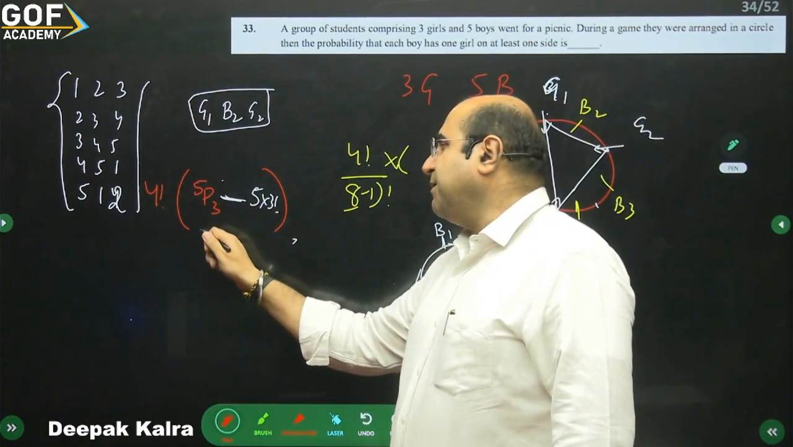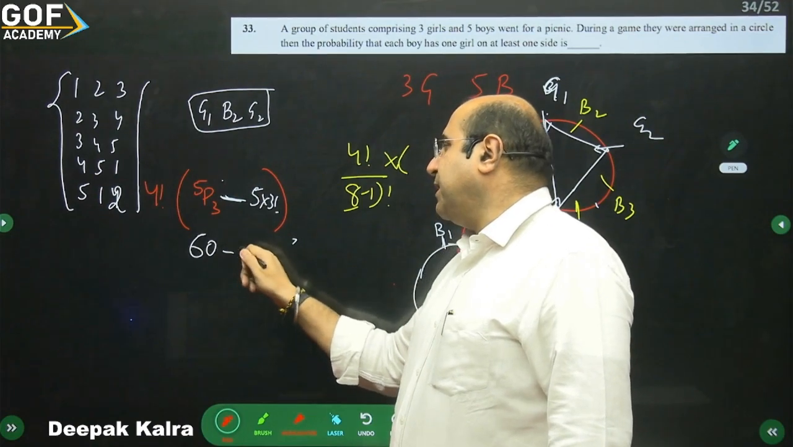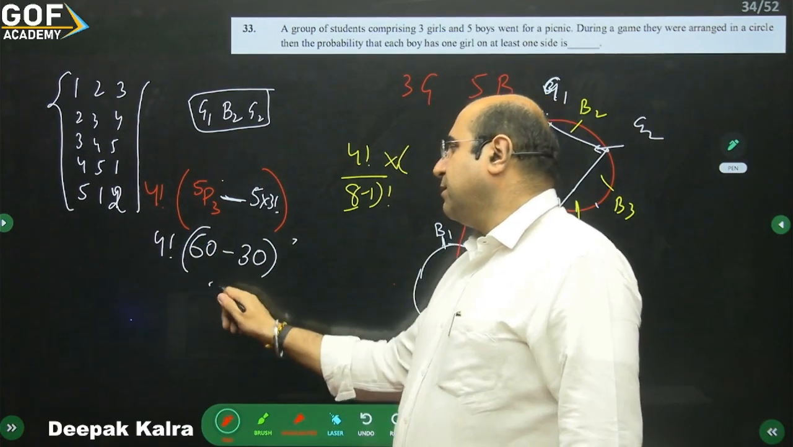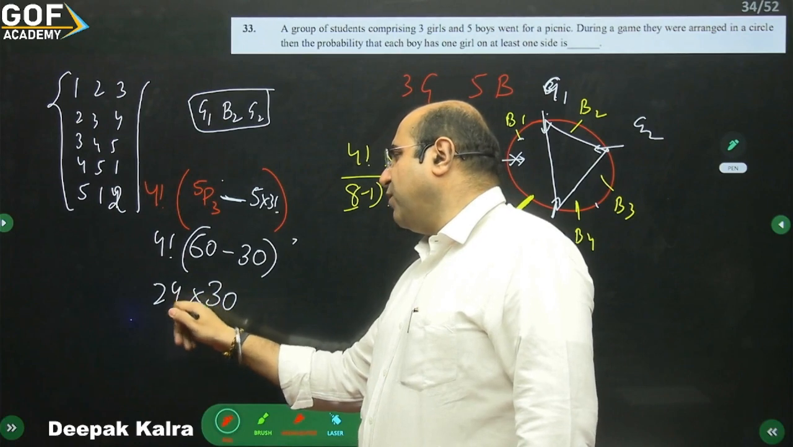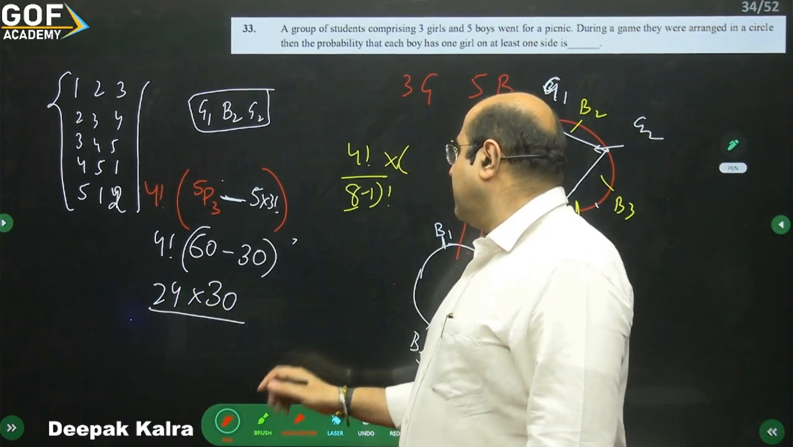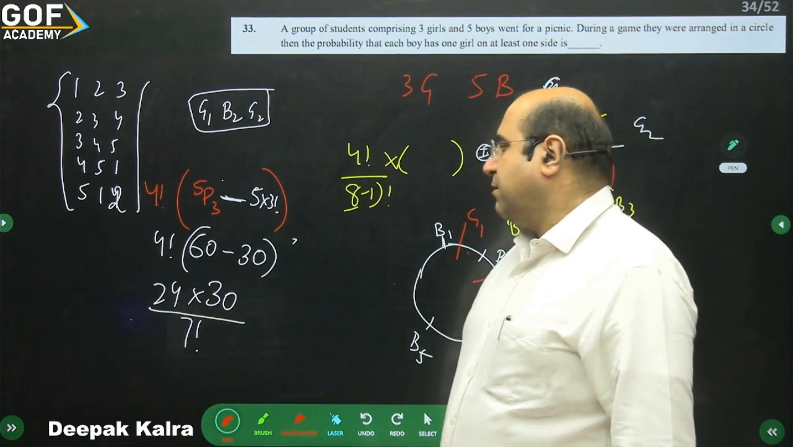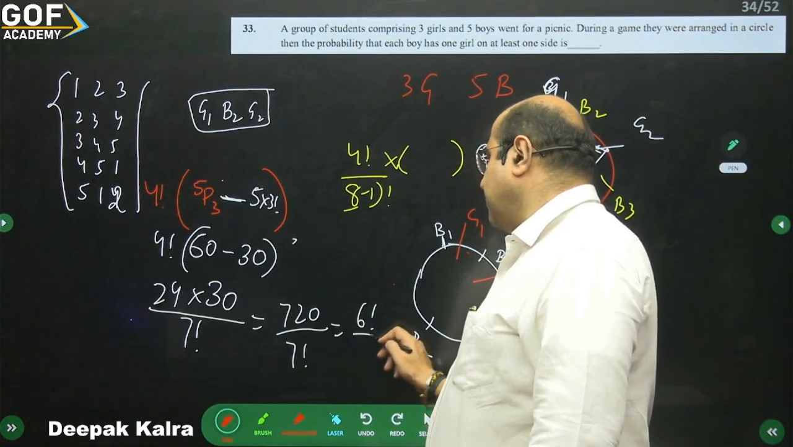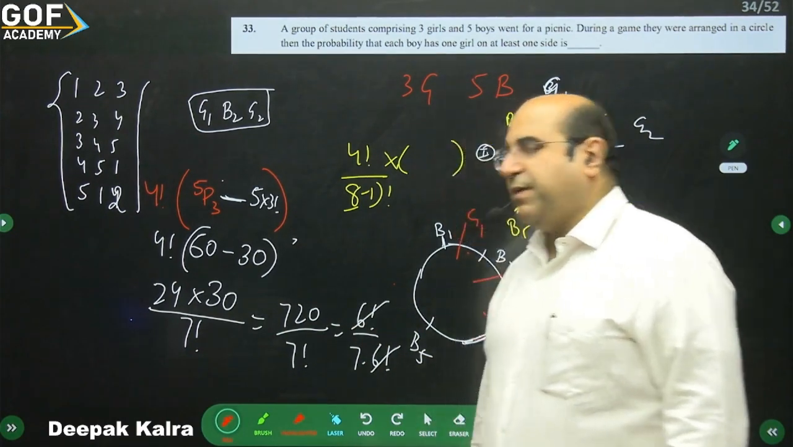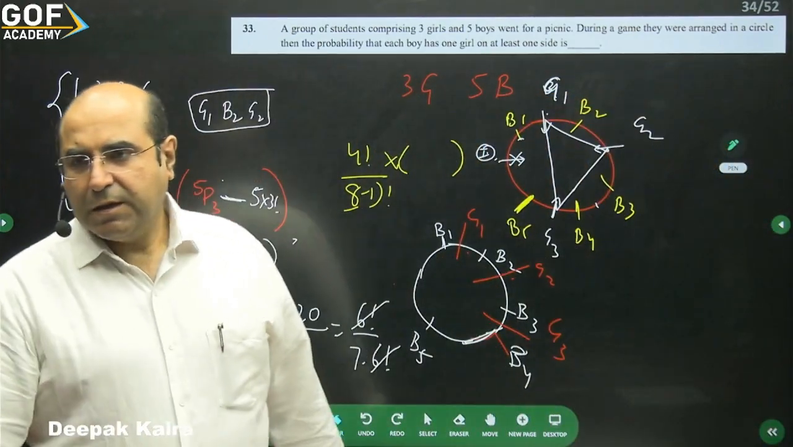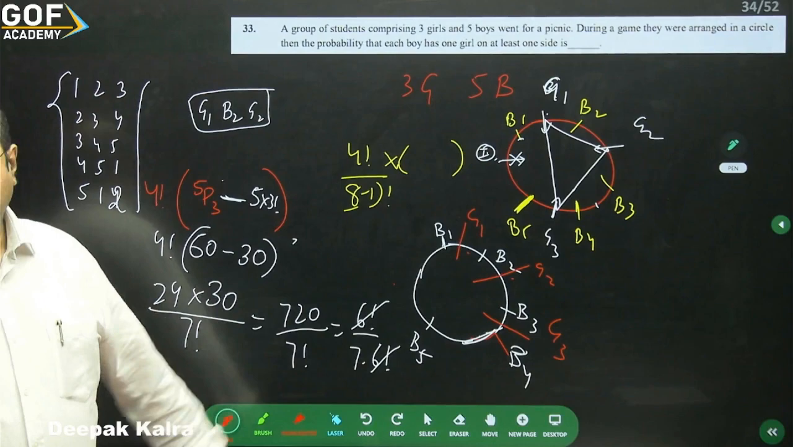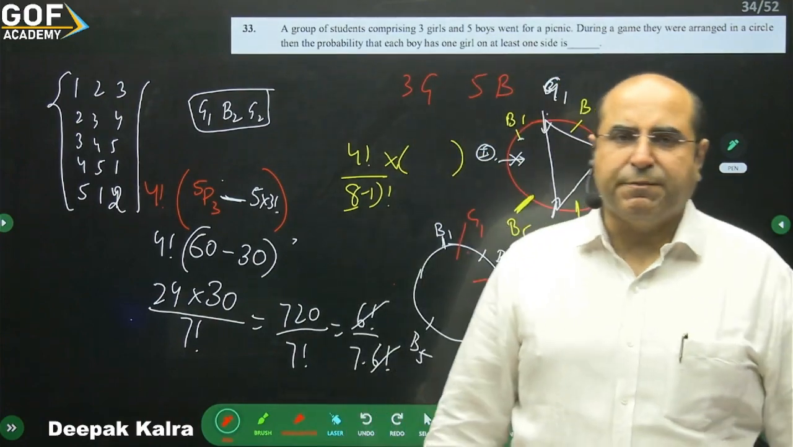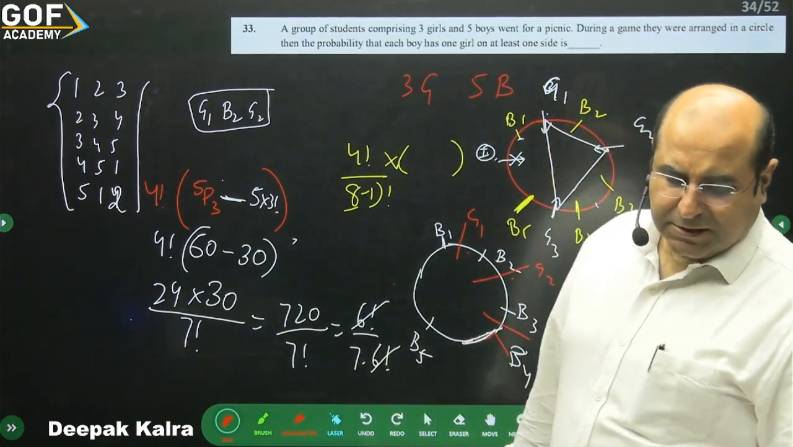So 5P3 is nothing but 60 minus 30, into 4 factorial. You have 30 multiplied by 24 over 7 factorial. It is 720 only, which is nothing but 6 factorial. So we have 1 over 7 as an answer. Am I clear? You understood what I said? Consecutive, and this one is to be subtracted by the contrast way. Now move to the next.